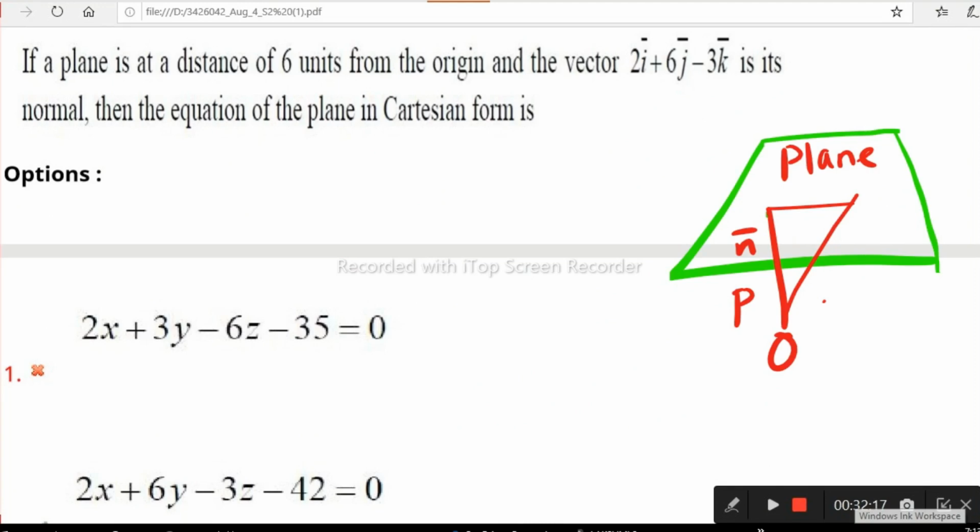Yes, look at this question. What is given? If a plane is at a distance of 6 units from the origin and the vector 2i plus 6j minus 3k is its normal. Normal means perpendicular to the plane. Then the equation of the plane in the Cartesian form. To find the equation of the plane in vector form, first you have to know what the normal to this plane is.